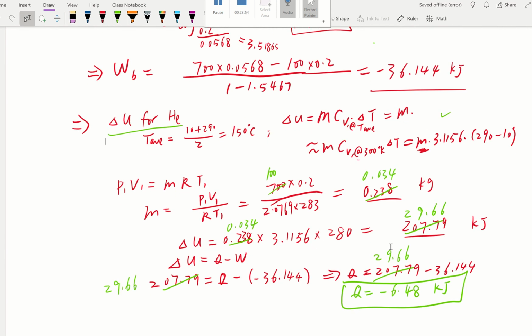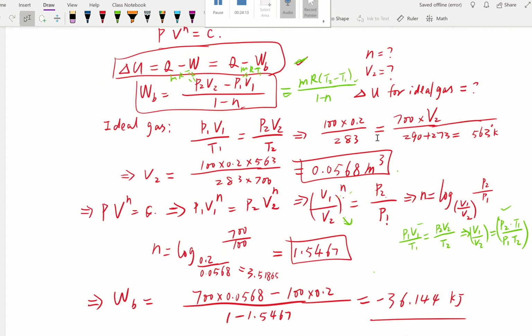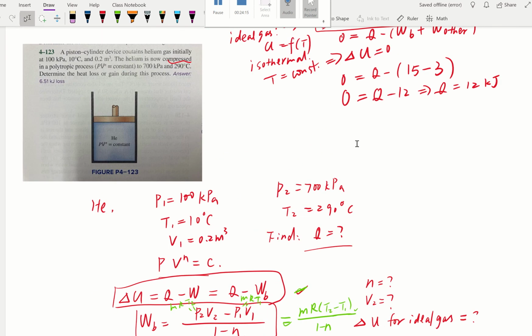That shows our logic. We couldn't find anything on the ideal gas table. We couldn't find anything on the helium average temperature either, so we ended up using 300 to estimate. That's all for this problem. It's a good one, and I'll see you next time. Bye.